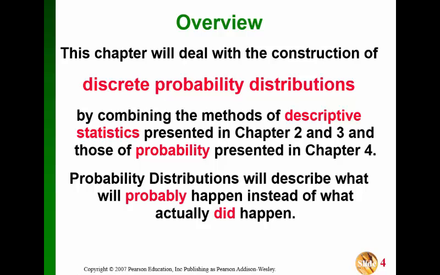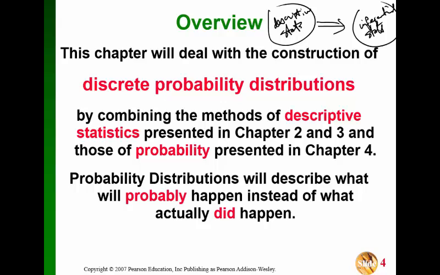Remember we talked about descriptive statistics and inferential statistics, and then we talked about an arrow connecting those two things, and that arrow is probability. And then these next 2 chapters, probability distributions, kind of make this a seamless process between descriptive and inferential statistics.